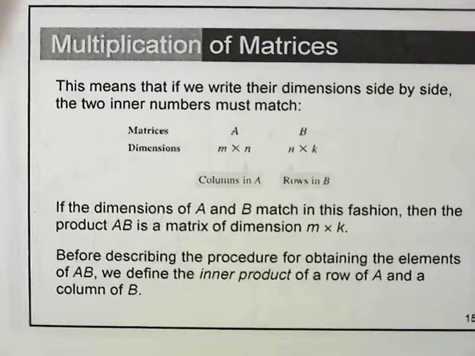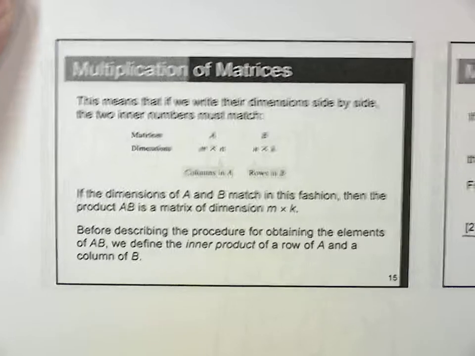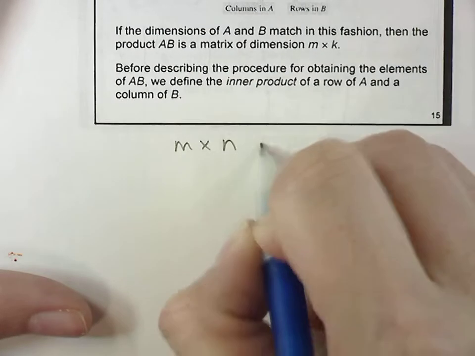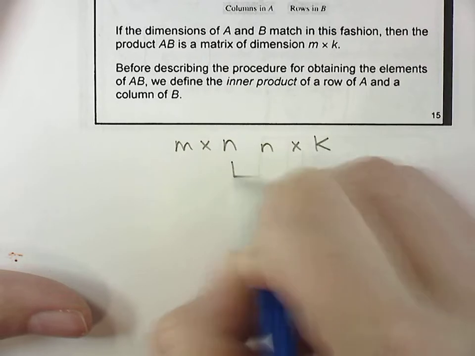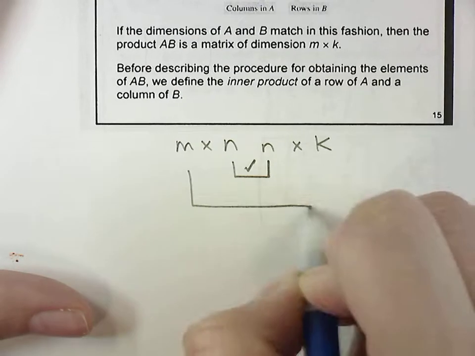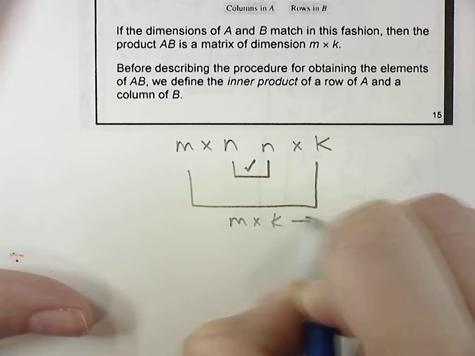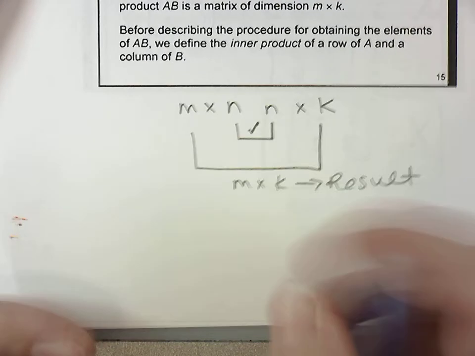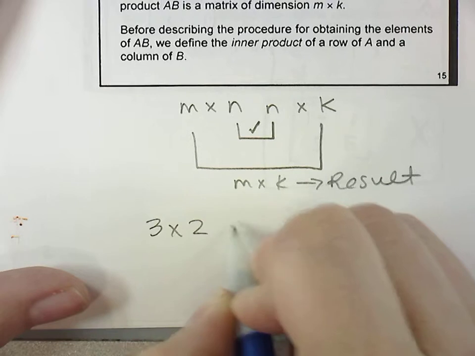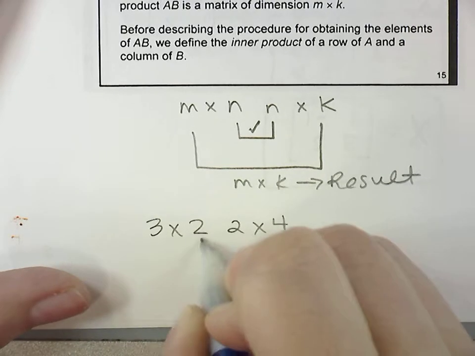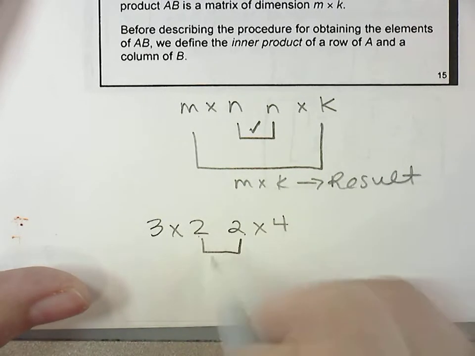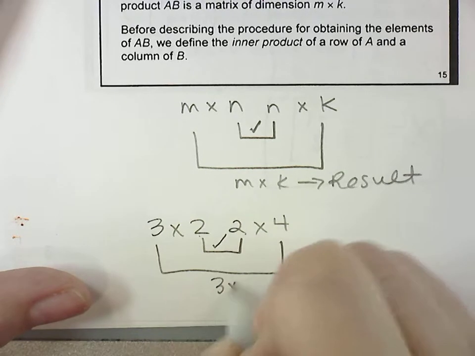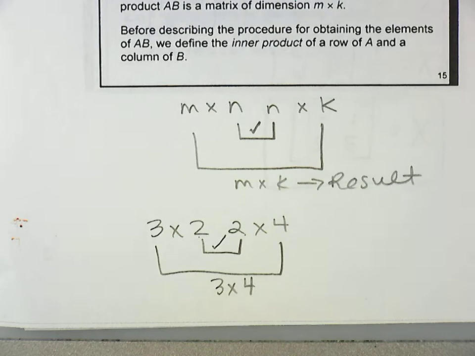What we usually do is write the matrices side by side. Let's say the first one is m by n, the second one is n by k. These have to match, and then your result is going to be an m by k. I'll give you an example with numbers. Let's say the first one is a 3 by 2, and the second one is a 2 by 4. If the number of columns matches the number of rows, then you can multiply them, and the result is going to be a 3 by 4.